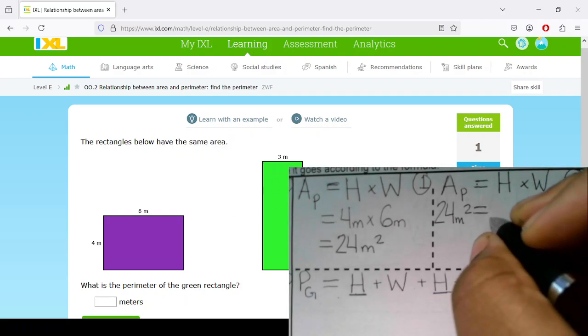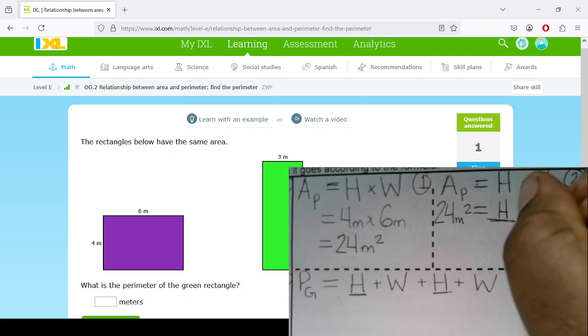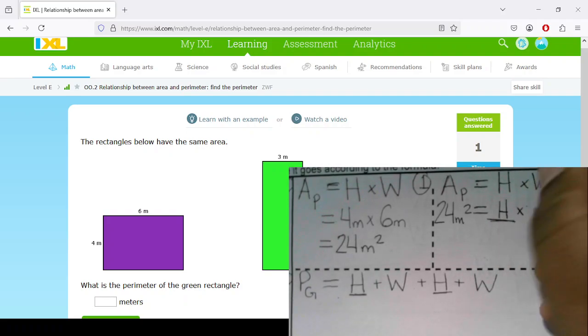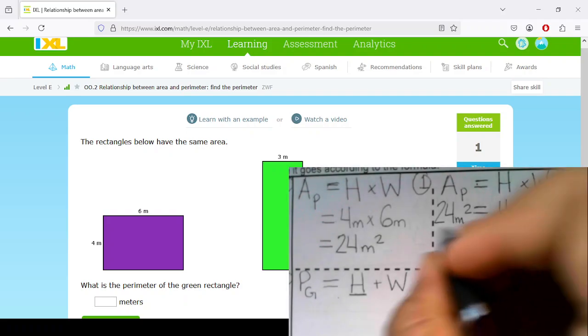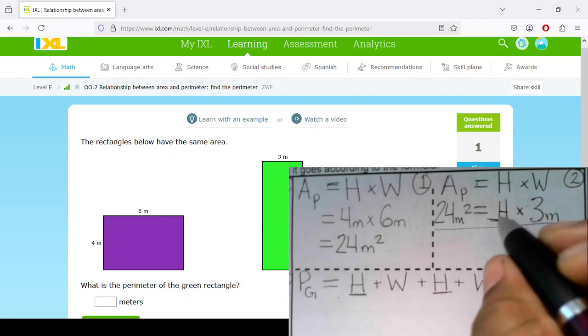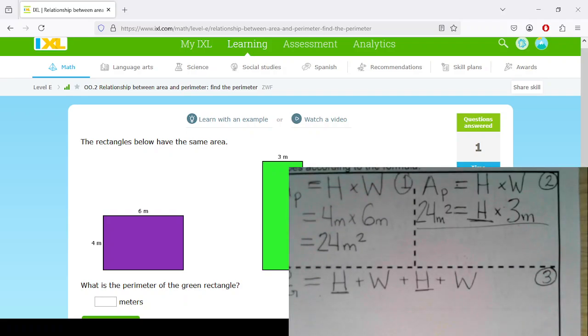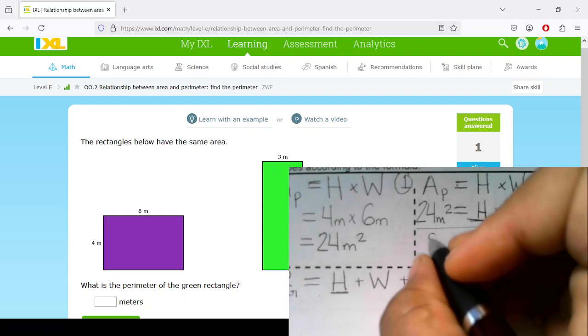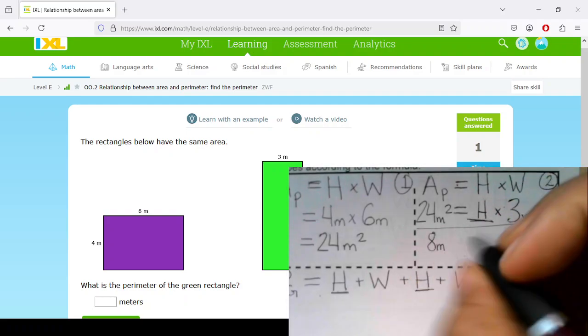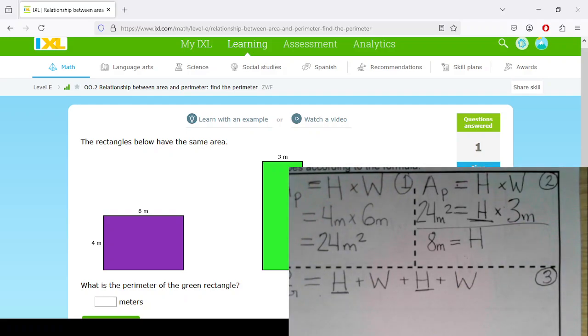I do not know the height, so I'm just going to still write h there. The height dimension multiplied by 3 meters. So this tells me 24 is equal to what times 3? So 3 times what equals 24? 3 times 8. So 8 meters is equal to the height dimension of that rectangle.